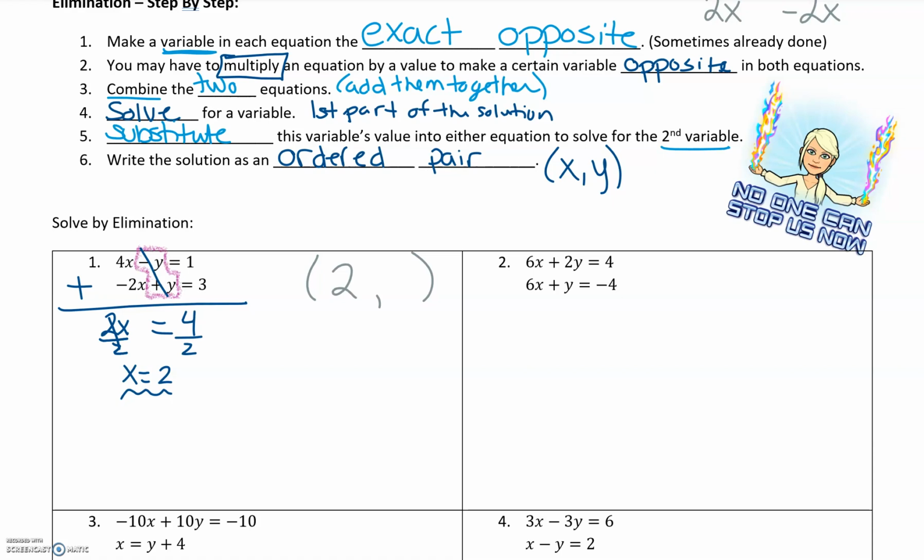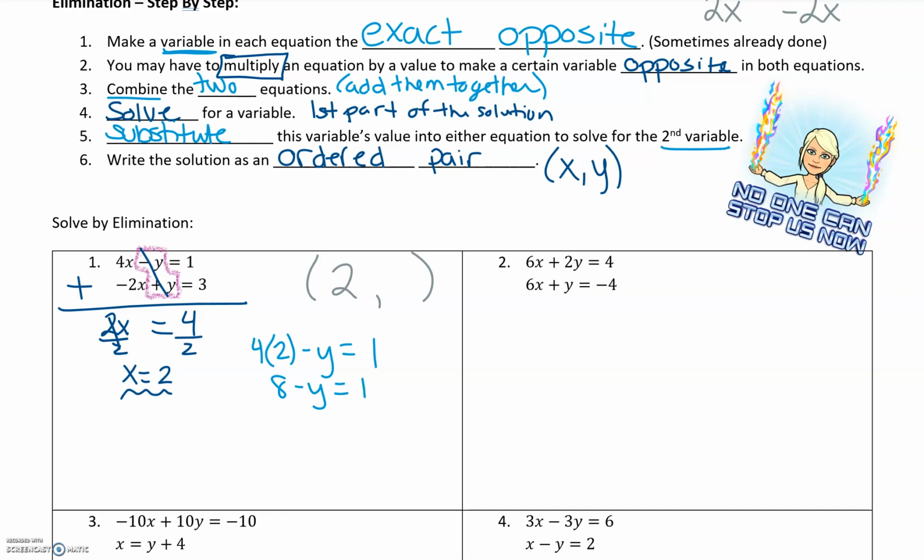Now what we're going to do is find the other part. So step 5 says we're going to take that x equals 2 and substitute it back into one of our original equations. It doesn't matter which one you pick, so I'm just going to use the top equation. 4 times 2 minus y equals 1. So notice we should be solving for the y because that's the piece that's missing.